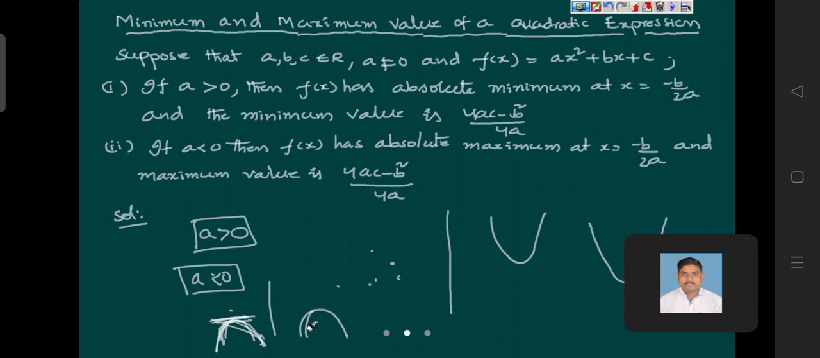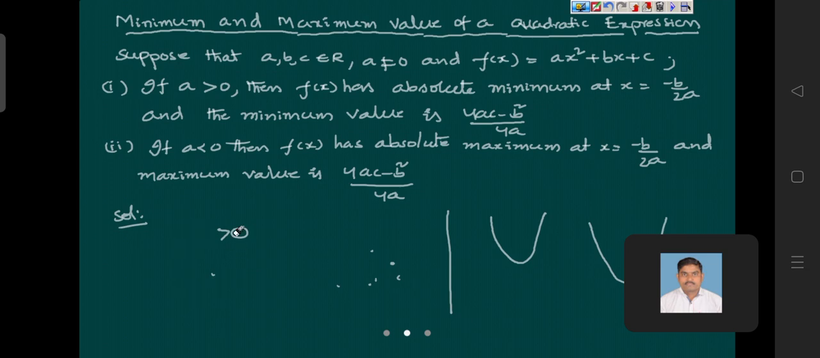So what is that maximum value? What is that minimum value? And how can you find that maximum value? What is the formula to find the maximum or minimum value of the given quadratic expression? Let us try to find it.